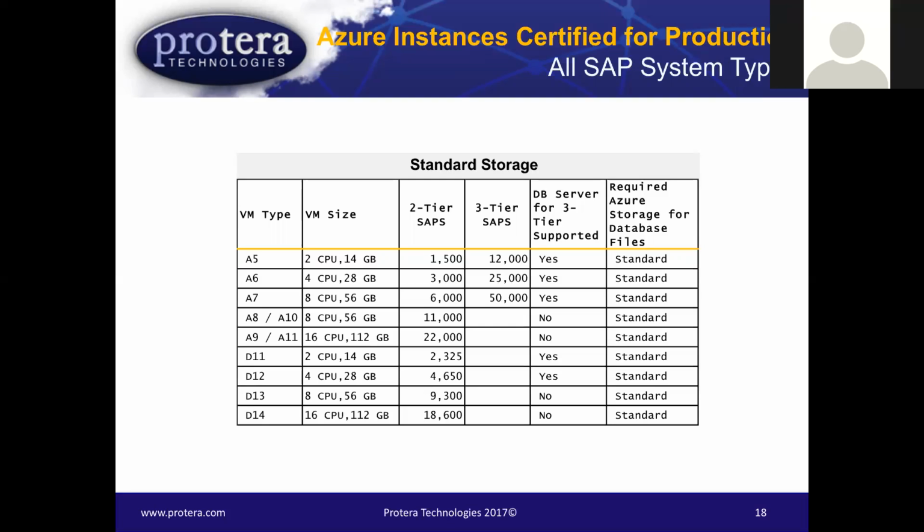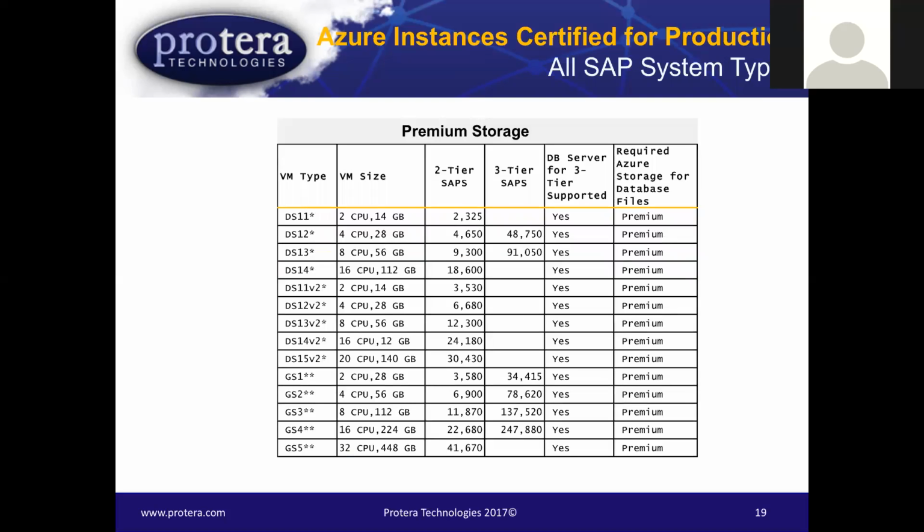Now, within the non-HANA systems, we would probably go to this next set of solutions here, which is the premium storage. As you can see, the SAPS values increase dramatically, as well as the I/O, the speed of that. And the step up in price is not much between the standard and the premium storage. So this is most likely where we'll put non-HANA systems.